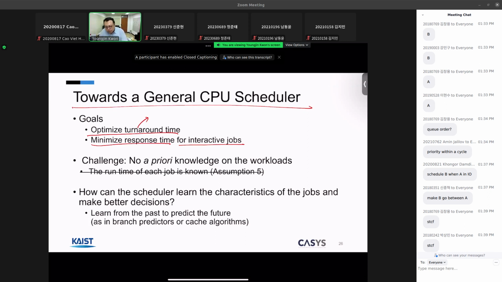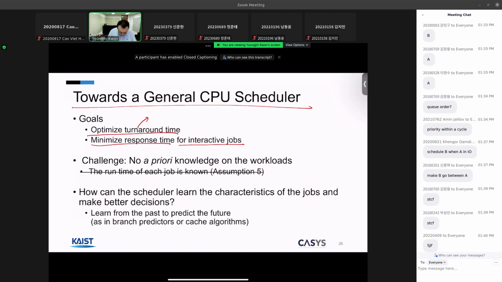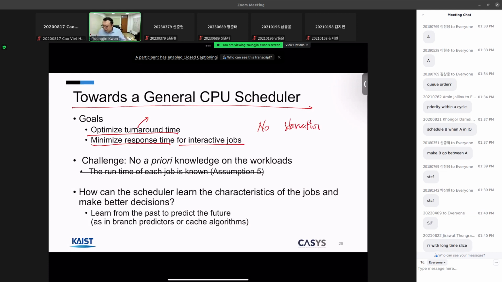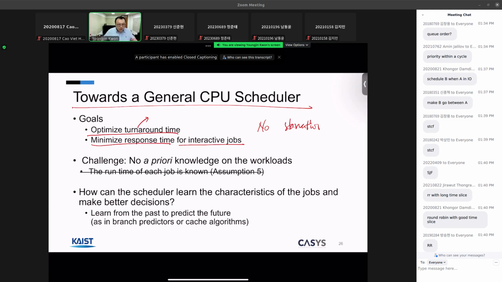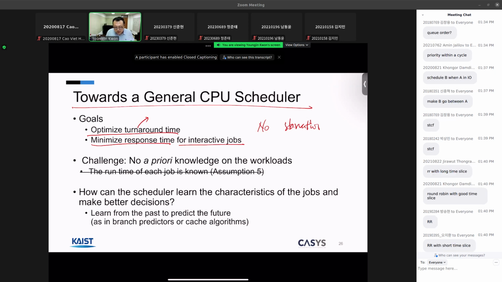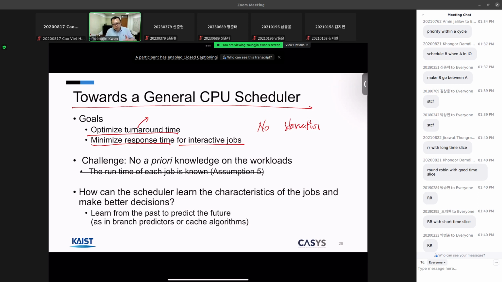STCF. But STCF has limitations. Obviously, STCF first, and round robin has some wrong time slice, okay? I want to minimize response time for interactive jobs. What is it? Round robin with a short time slice. So let's try to mix it. Okay, so that's one idea. We don't know how to do that, but that is a kind of observation.